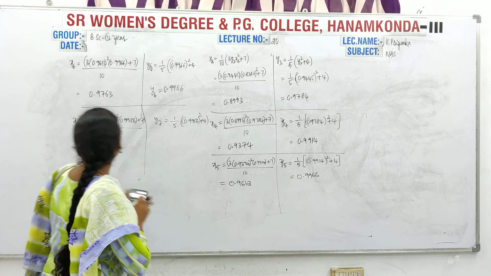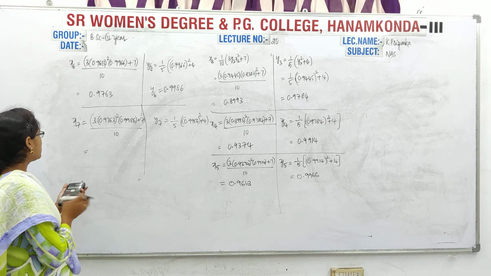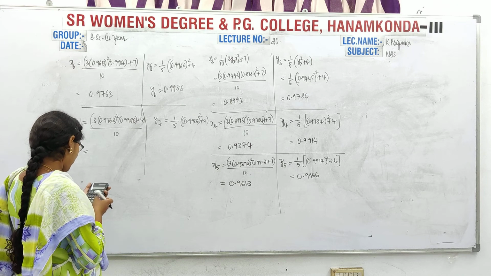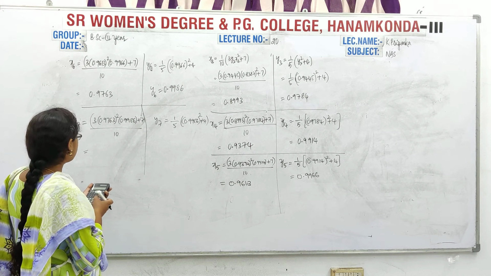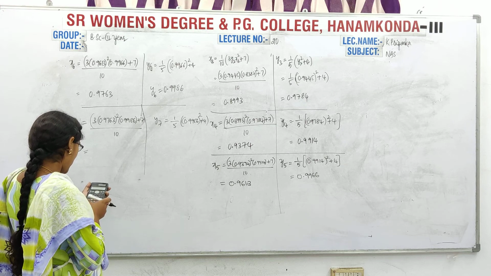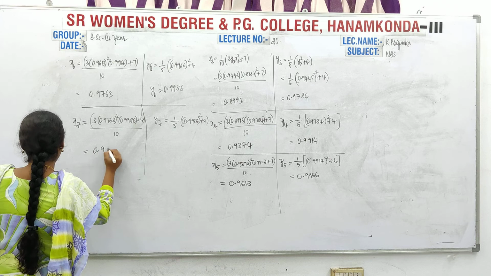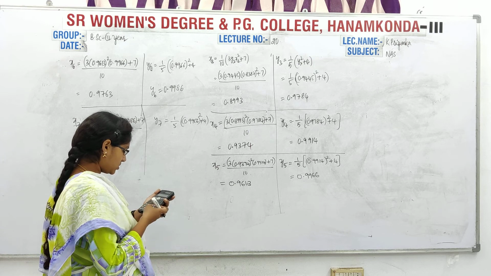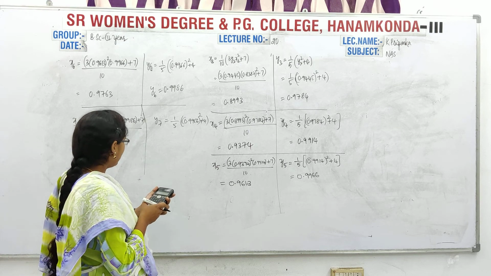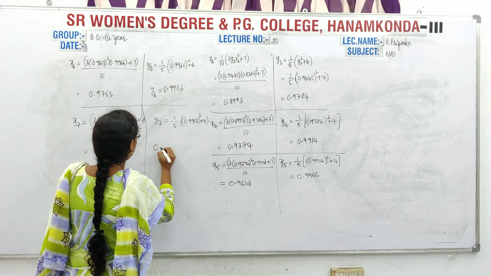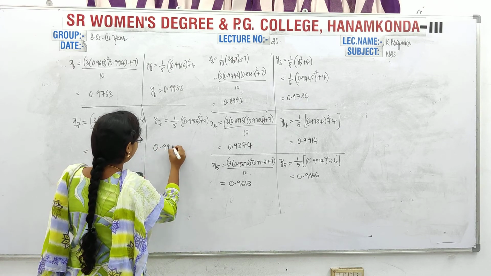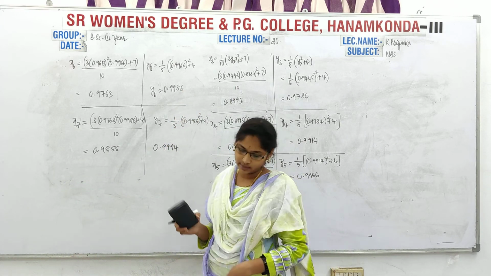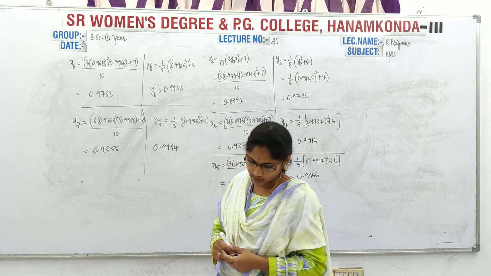Now calculate this. 0.9763 whole square into 3 into 0.9986 plus 7 divided by 10. 0.9855. And next one is 0.9986 whole square plus 4 divided by 5. 0.999440. So near value 86 means 9? 94 means obviously 9. So now here you can stop this procedure.